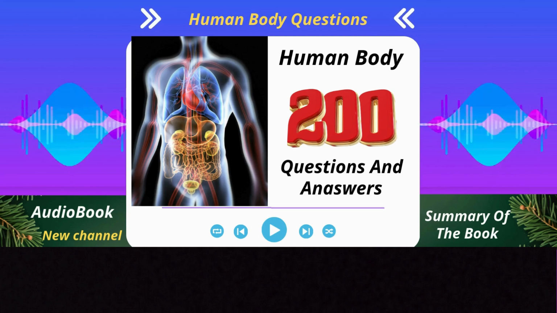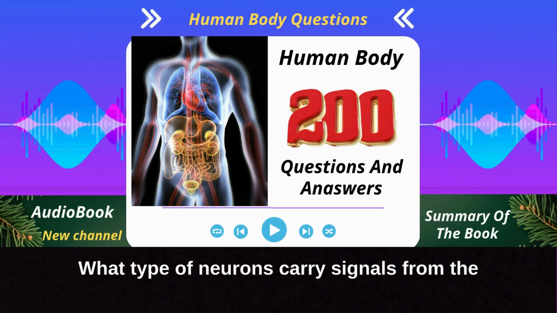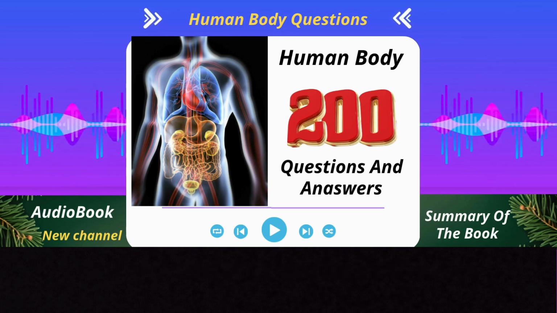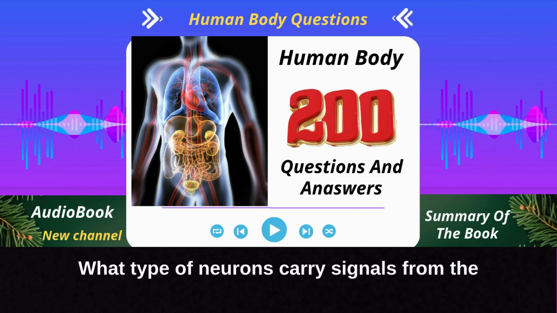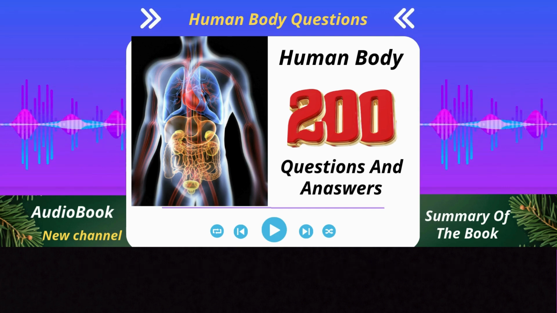Cauda equina. What type of neurons carry signals from the body to the brain? Sensory neurons. What type of neurons carry signals from the brain to muscles? Motor neurons.